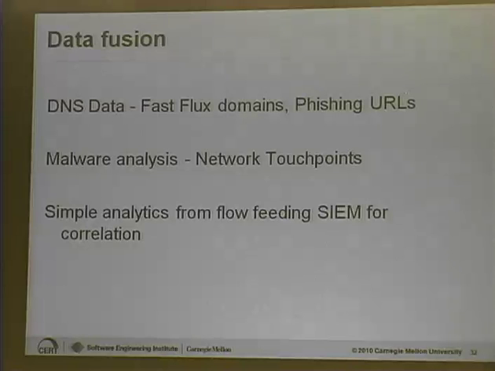So, back to data fusion. So, let's say you've got your big set of DNS data. It's pretty easy to go through there and spot fast flux domains. So you find a bunch of fast flux domains. You figure out what IPs they resolve to at a particular given time. Let's find out who perhaps talked to those IP addresses.